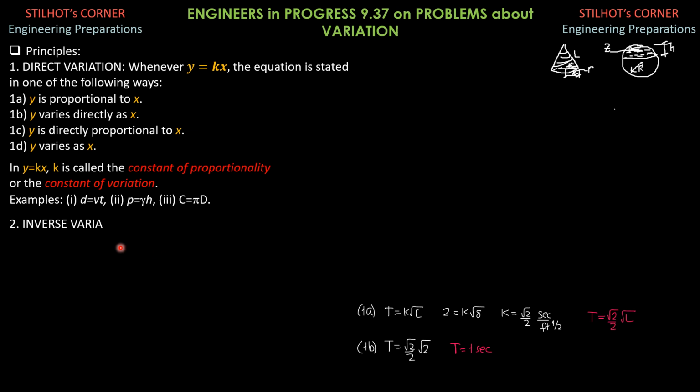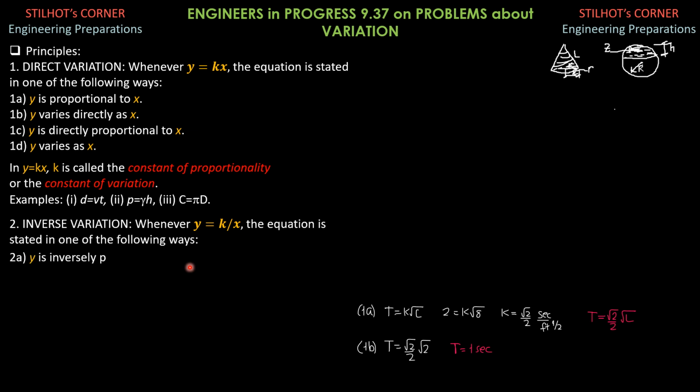Then inverse variation. Whenever y equals k over x, the equation is stated in one of the following ways: y is inversely proportional to x, y varies inversely as x.